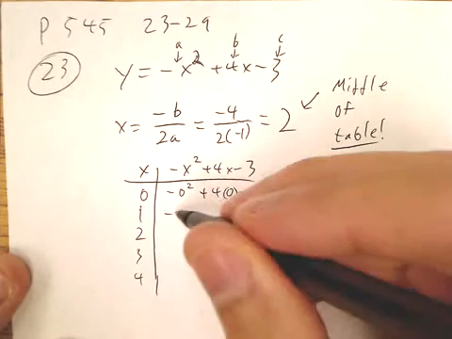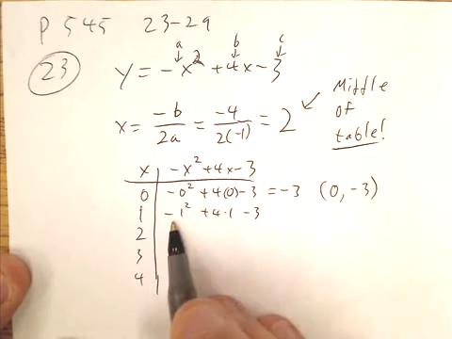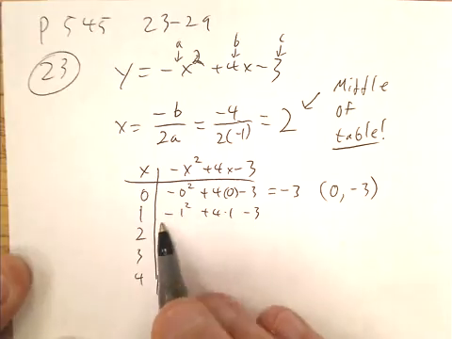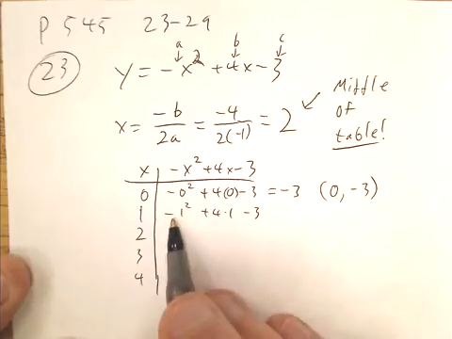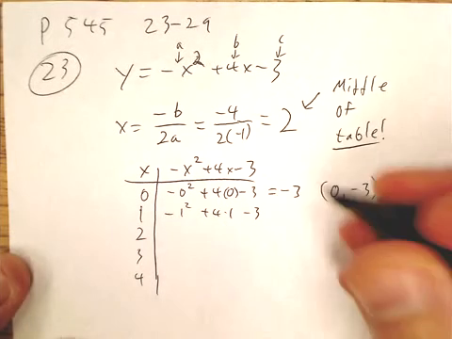Okay, plug in 1, negative 1 squared plus 4 times 1 minus 3. Well, you evaluate the exponent first before you apply the negative. So 1 squared is 1. This is negative 1. Negative 1 plus 4 is 3. Minus 3 is 0.